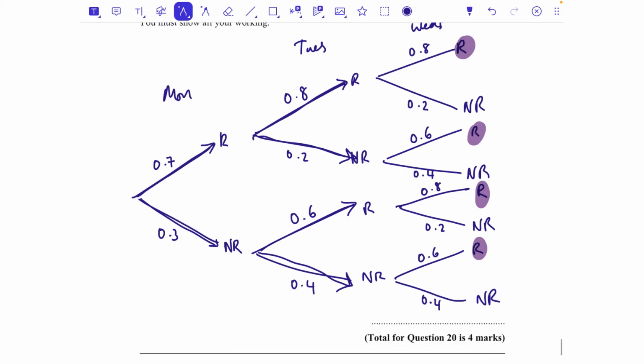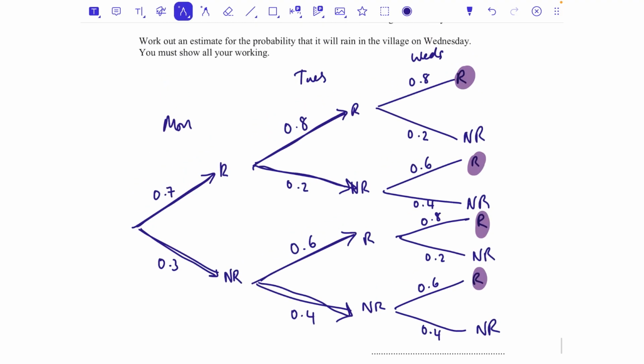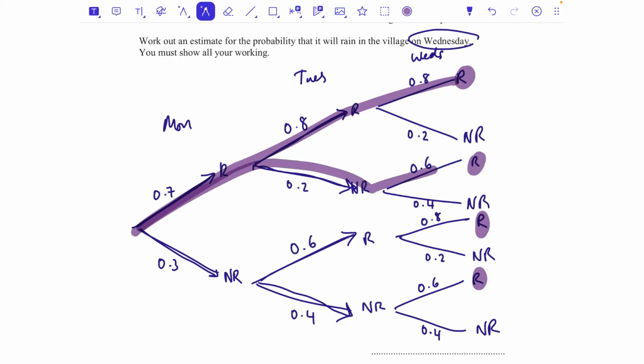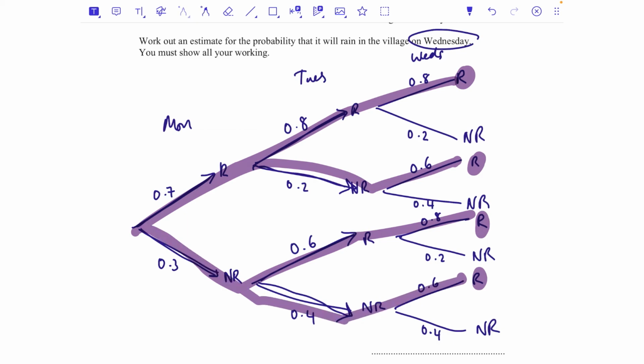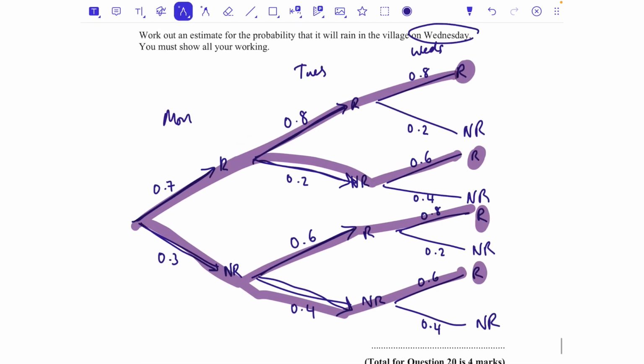I now just want to look at the pathways that end up with it raining on Wednesday. So I want this pathway, rain, rain, rain. I want rain, no rain, rain. I want no rain, rain, rain, and I want no rain, no rain, rain. Those 4 branches that end in rain on Wednesday. And to get those answers, we're going to times along the branches and add the ones we want.